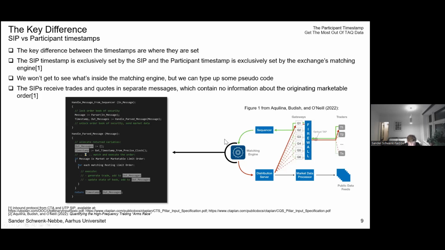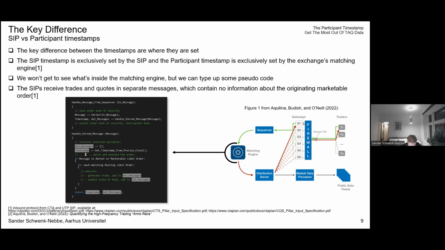After that, the message can be handled in what I here call the handle parse message function, or whatever that should be called. The first thing we do is to get the time and save it. This is the participant timestamp. For illustrative purposes, we assume here that the message is a marketable order. We proceed by executing the order, which means that for each resting limit order executed against, we generate a trade and we update the state of the book, which also results in a top of book quote update. This process also takes some time. So we finally return the market data generated by the execution and that single participant timestamp. The order book can then be unlocked and the next message can be processed.